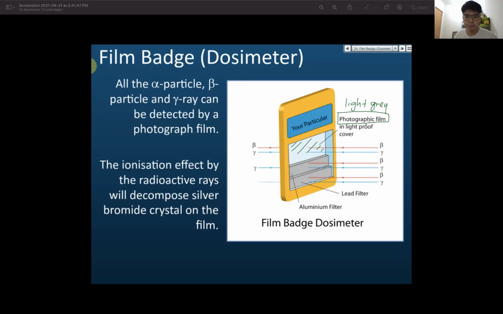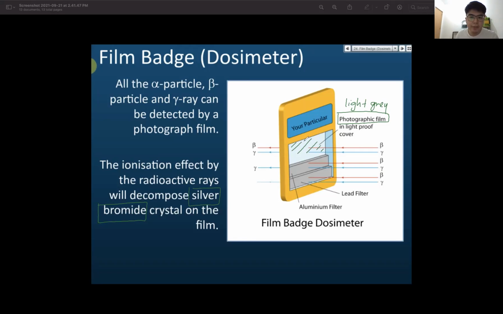Now, what does it do? This photographic film is coated with silver bromide, a chemical. When radiation falls on it, it will turn dark. Initially it is light gray, and when radiation falls on it, it will turn dark. Even if light falls on it, it will also turn dark.